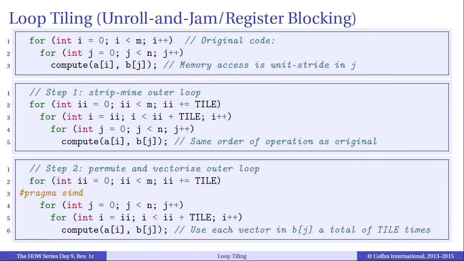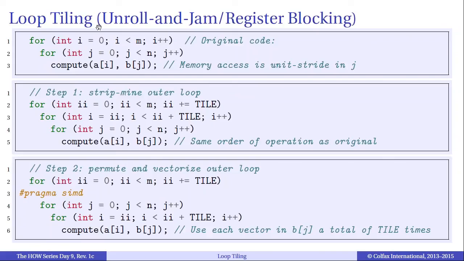Now, loop tiling can be done as I just described: strip mine the inner loop, permute outer loops. But you could take a different approach. Strip mine the outer loop. See, I strip mine the loop in I, and then permute the inner two loops. This is also loop tiling, and this improves data reuse in processor registers. So it's called register blocking, or another word for it is unroll and jam.